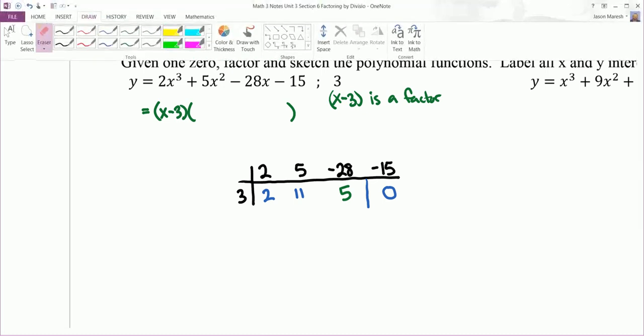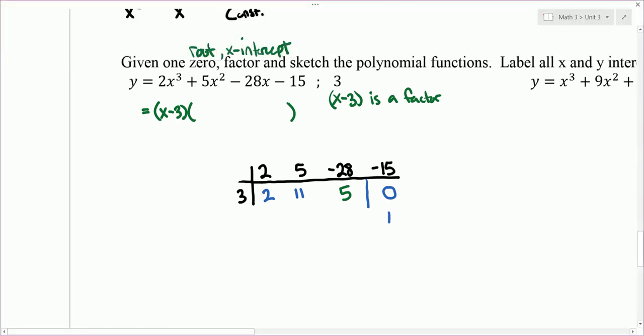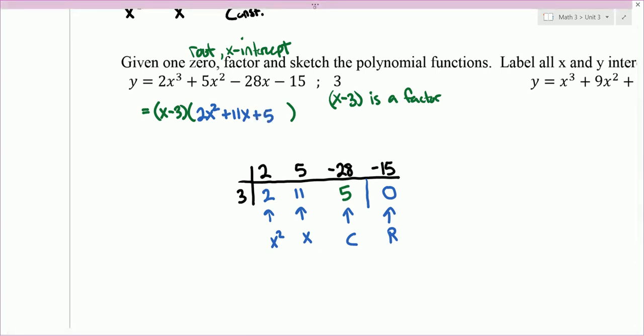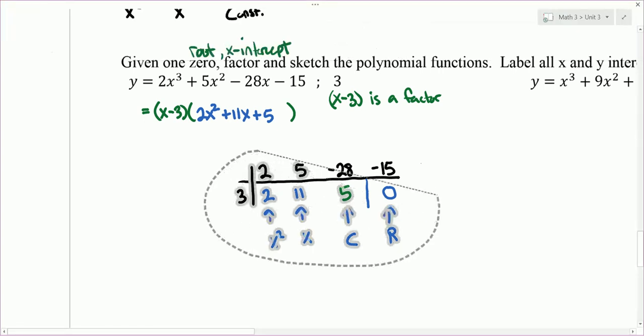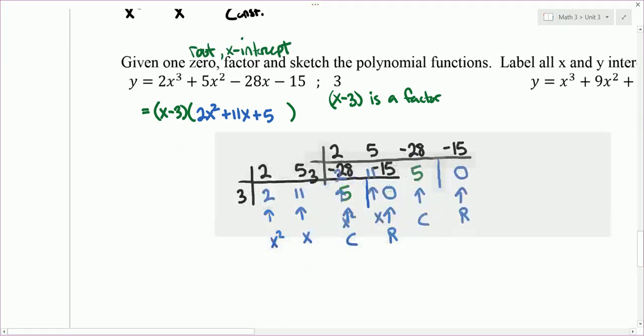So the 0 is our remainder. 5's our constant. 11 is our x term. 2 is our x squared term. And so we get 2x squared plus 11x plus 5. I'm just going to move this over a little bit.